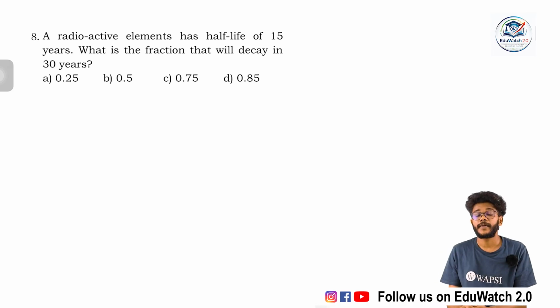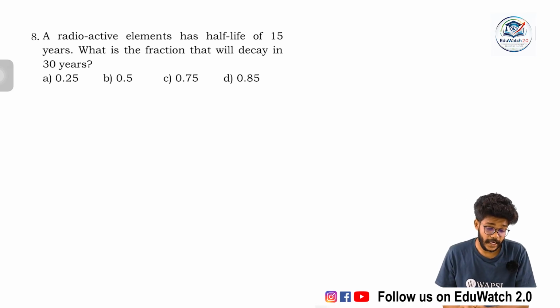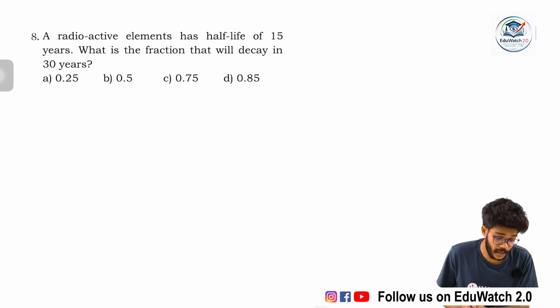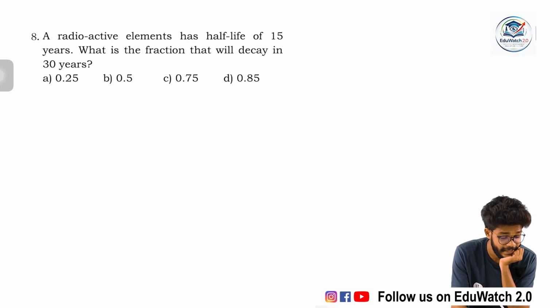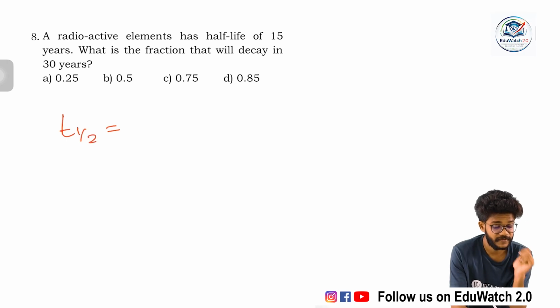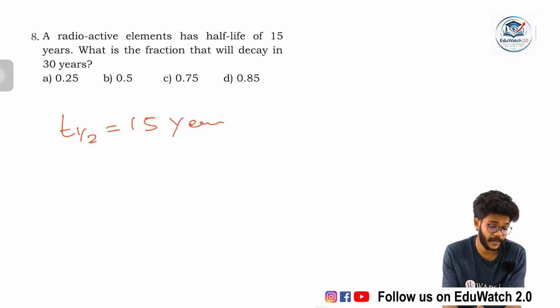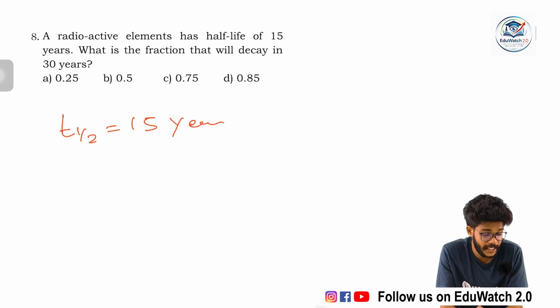Okay. Coming to the eighth question. A radioactive element has a half-life of 15 years. So here T half is 15 years. What is the fraction that will decay in 30 years? So time is given, and we have to find what fraction will be there after 30 years.